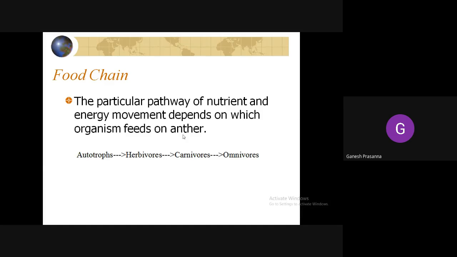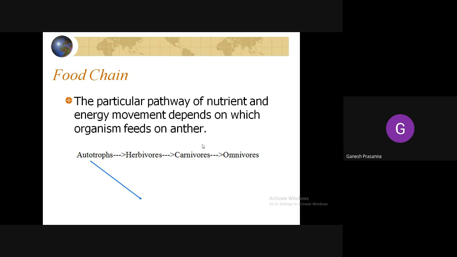You know that autotrophs, it is a continuous cycle. Autotrophs produce their food, they are consumed by herbivores. Herbivores are consumed by the carnivores. Carnivores are consumed by omnivores. So it is a continuous cycle. Carnivores are not dependent on autotrophs, but they are dependent on the herbivores. Herbivores are not dependent on the carnivores, but they are dependent on the autotrophs. Autotrophs, on the other hand, are dependent on the sunlight. So all of them are interdependent on one another, and they form a continuous chain-like structure, which is called a food chain.